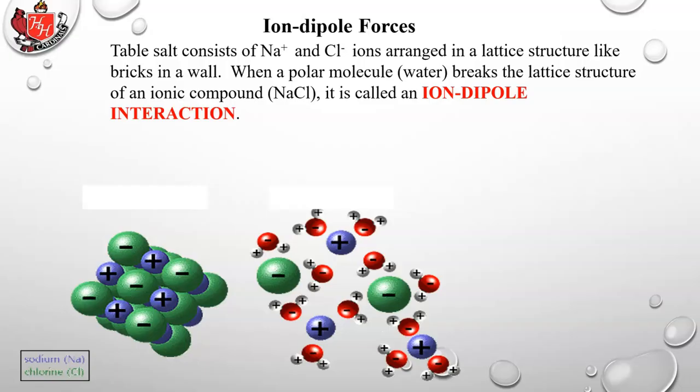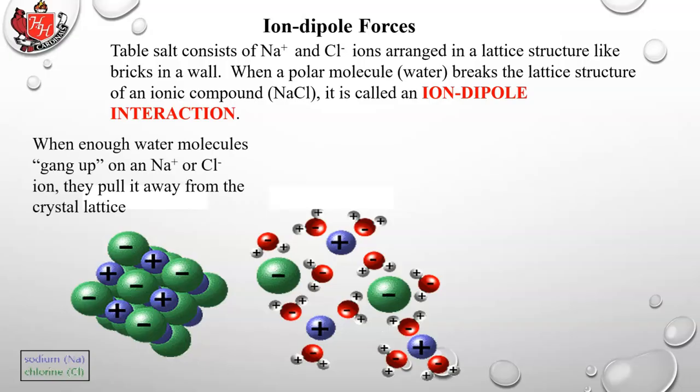When a polar molecule, water, breaks the lattice structure of an ionic compound, NaCl for example, it is called an ion dipole interaction. So you see the salt crystal over there on the left, and when enough water molecules gang up on a sodium or a chloride ion, they pull it away from the crystal lattice, and that causes the salt to dissolve. That's why salt dissolves in water, and it dissolves into ions.